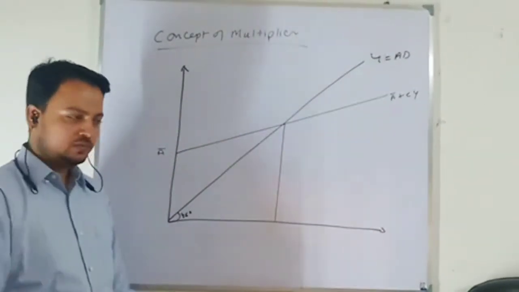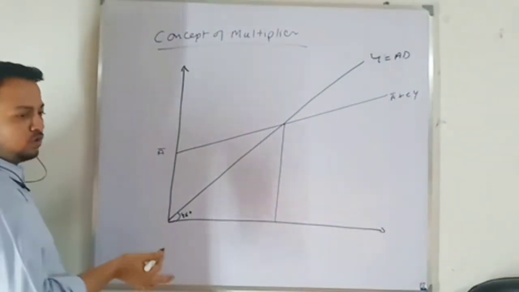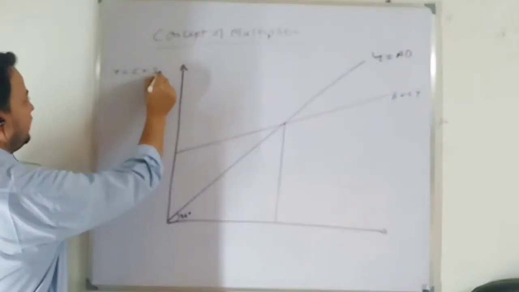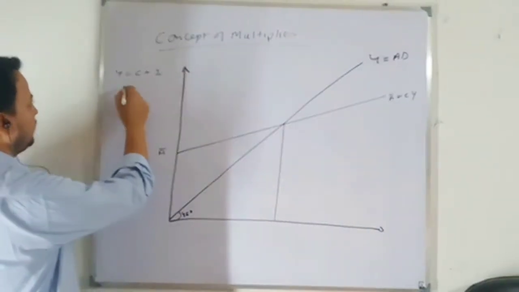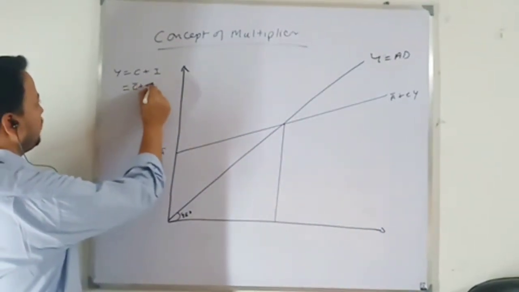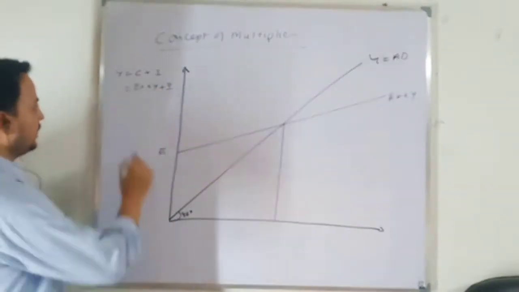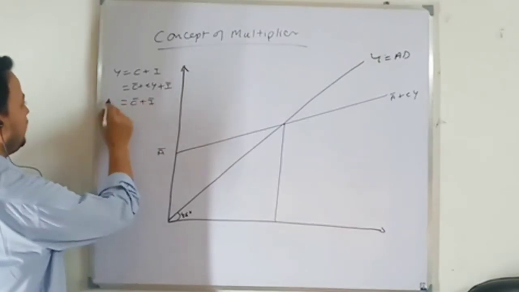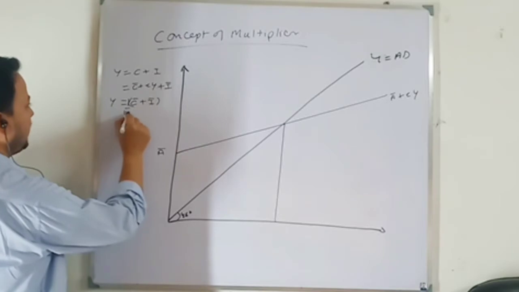Suppose there is an increase in autonomous investment. So Y is what? C plus I. For that I have drawn this graph. If you open this one, what you will get? C bar plus small c Y plus I bar. I have placed the value of them. Then this is C bar plus I bar. Then this term will go here and you will get multiplier 1 over 1 minus c.